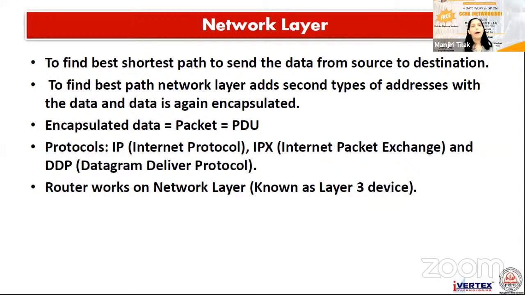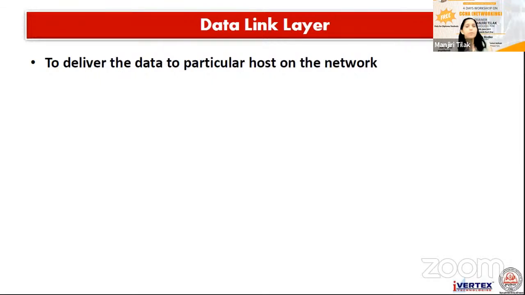Okay. Now, by finding the best path, your packet will reach from source to destination, right? But once that packet reaches the destination, it must be found out on that network to which host we should deliver this packet, right? On that particular network, there may be n number of hosts available, but out of those n hosts, the data should be delivered to a particular host on the network. So who will do this duty or function? Data link layer will do it. It will deliver the data to a particular host on the network.